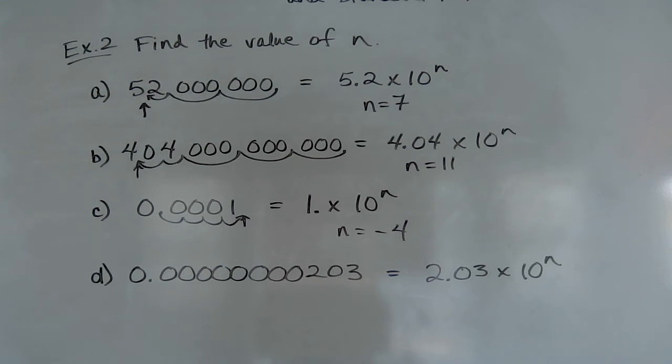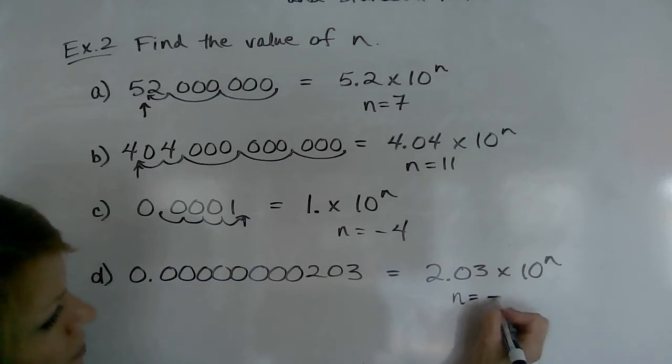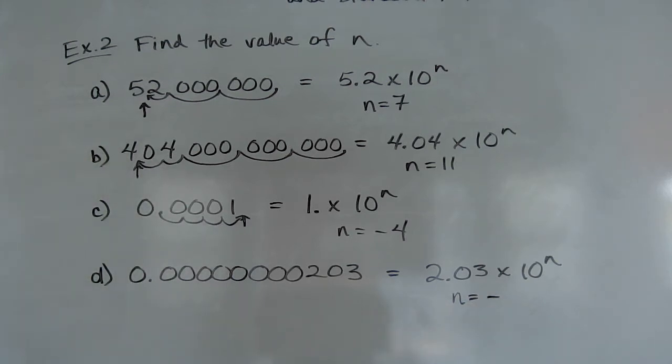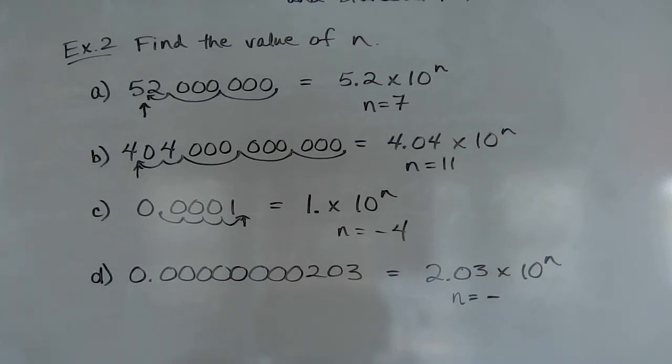All right, last one for example 2. Again, very small number. Our exponent is going to be negative. You could write that down right away so you don't forget that negative. Notice that the 0 is still here. They did not drop that 0. It is needed to hold that place value. If you drop that 0, you change the value of the number. This 0 is needed in your scientific notation to represent this number.